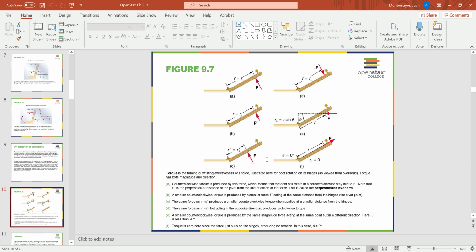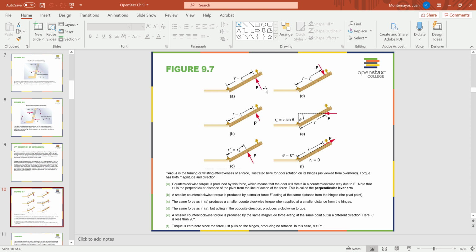So for A, we have a force applied at the very edge. We have a radius, and the force is pointing this direction. So counterclockwise torque is produced by this force, which means that the door will rotate in a counterclockwise way due to the force. Note that the radius perpendicular is a perpendicular distance of the pivot from the line of action of the force. This is called the perpendicular lever arm. That's what this radius arm is.